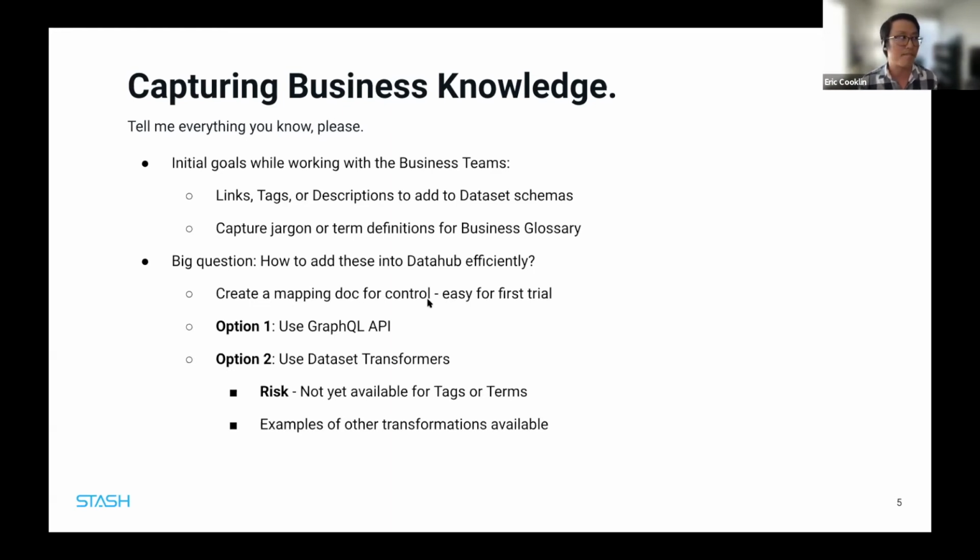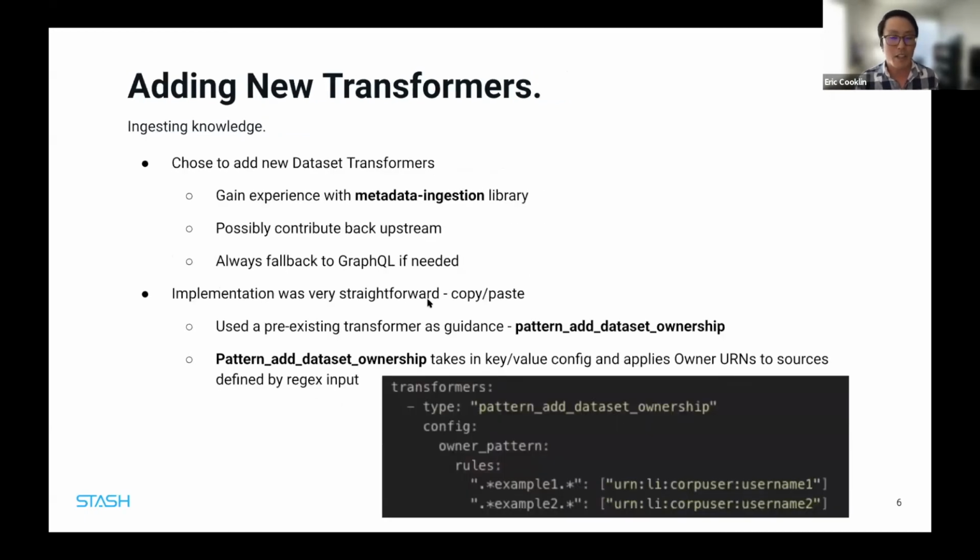It works. But reading into the source code, we identified that there are dataset transformers out there that already modify the dataset entities. What if we could just use those ourselves to add tags or business glossary terms? So we talked with project management, and we had some leeway to explore that. We had the fallback option of the GraphQL API, and we had the flexibility to see if we could learn something from this, not only about the open source community, but actually the inner workings of DataHub itself.